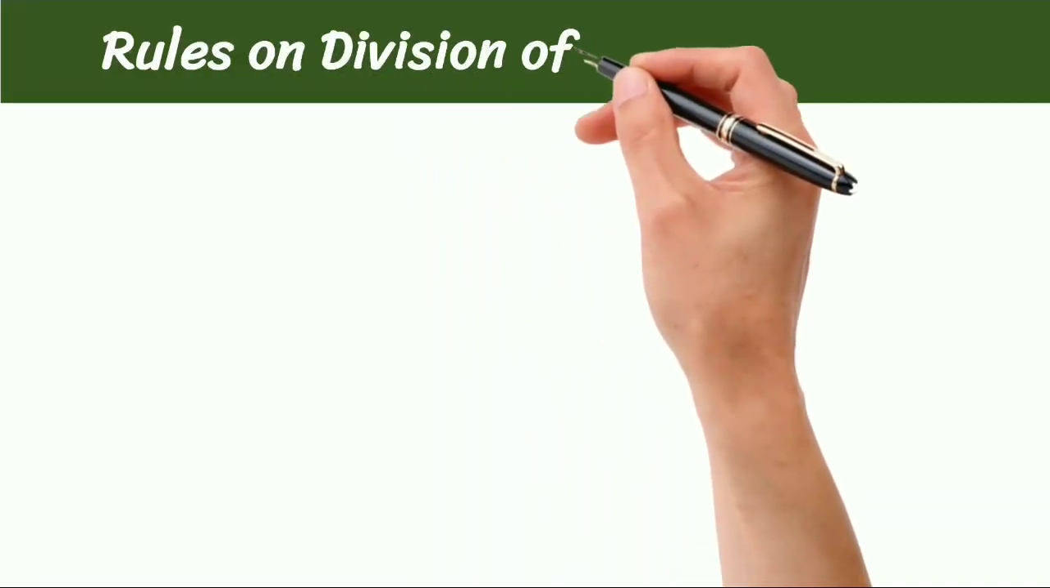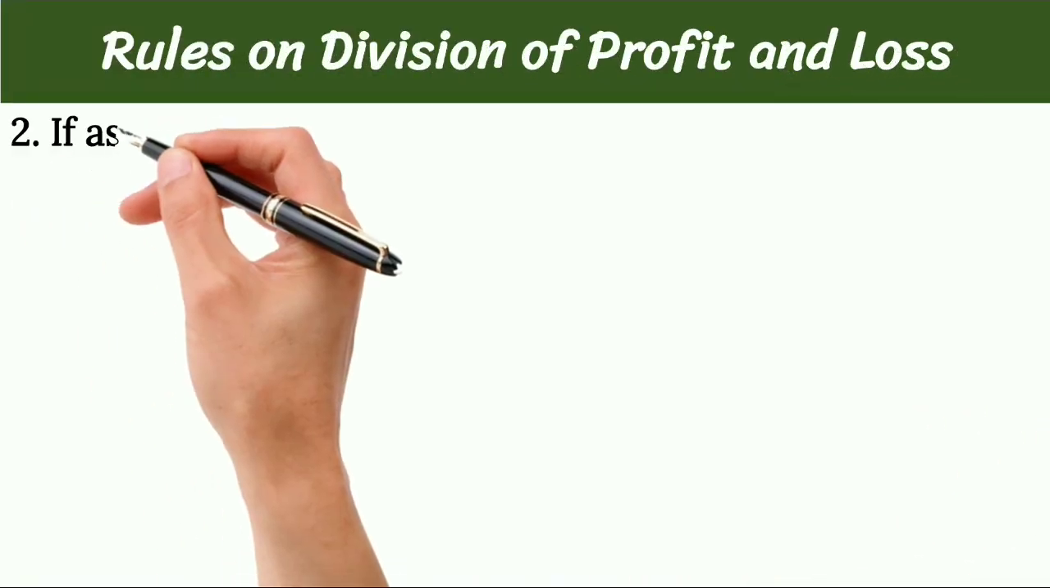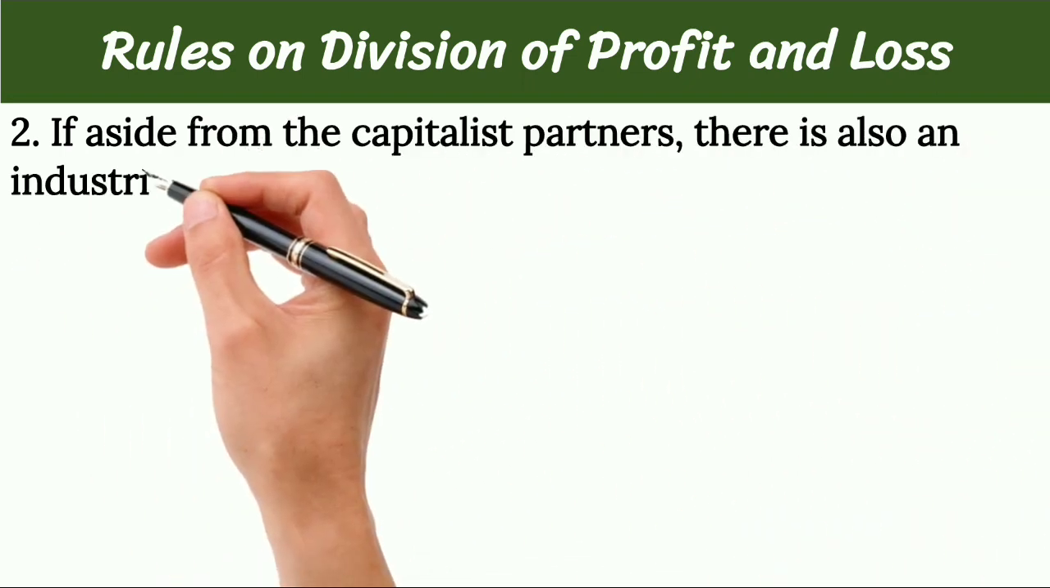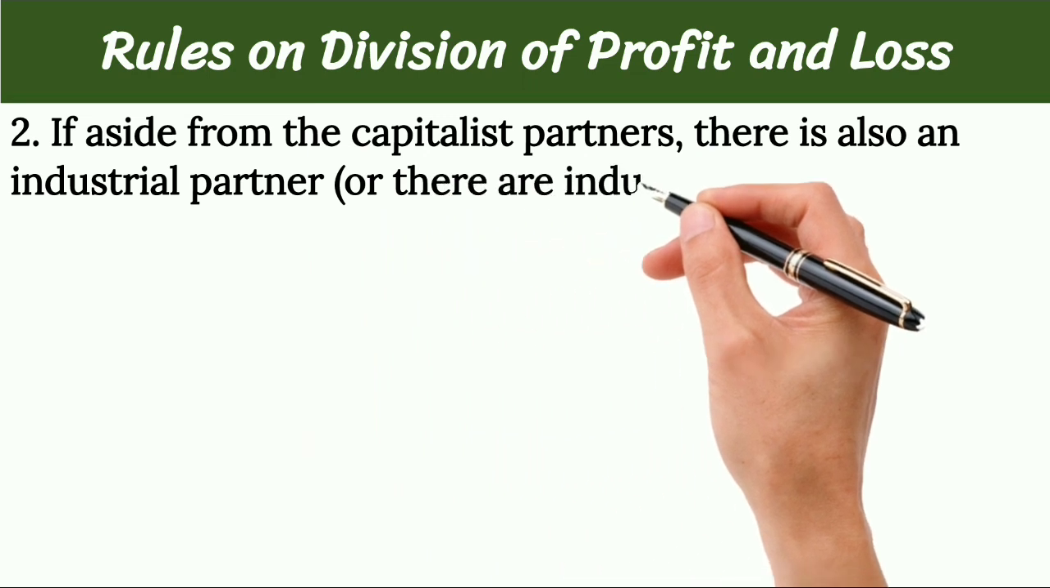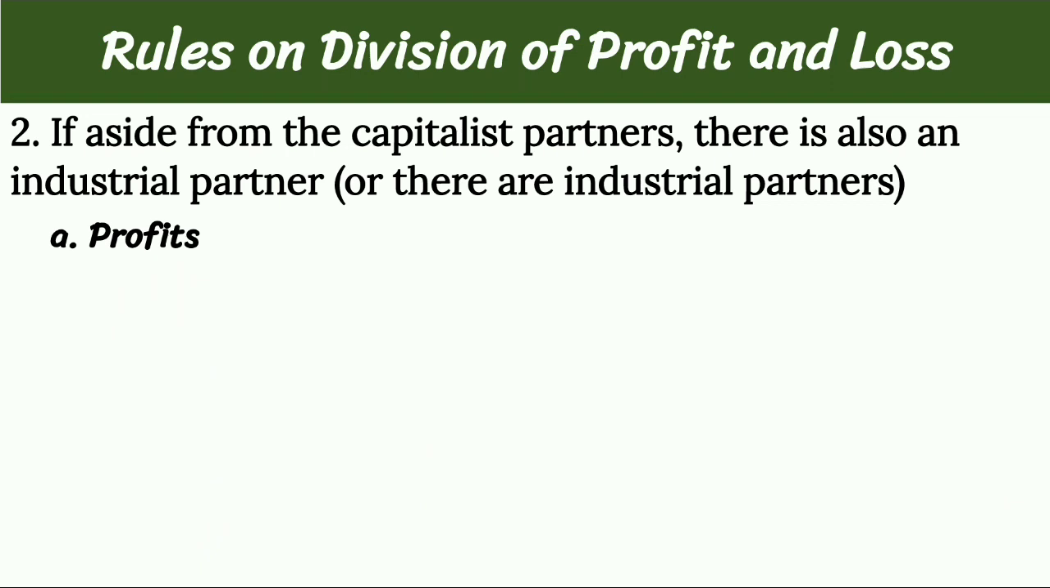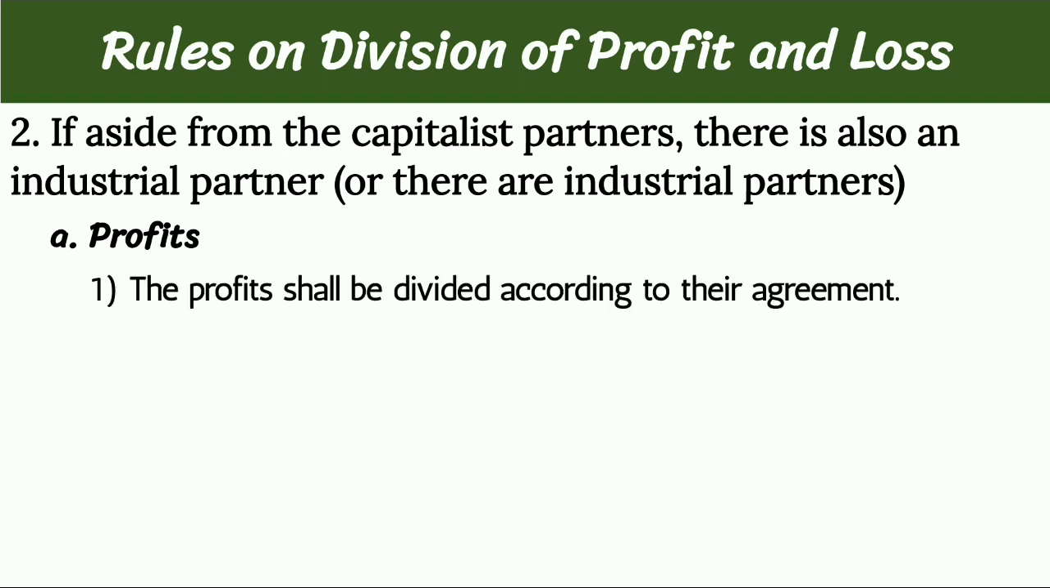Let's now proceed to the rules on division of profit and loss if aside from the capitalist partners, there is also an industrial partner or there are industrial partners. Kapag may profit ang partnership, hahatiin nila yung profit according to their agreement.